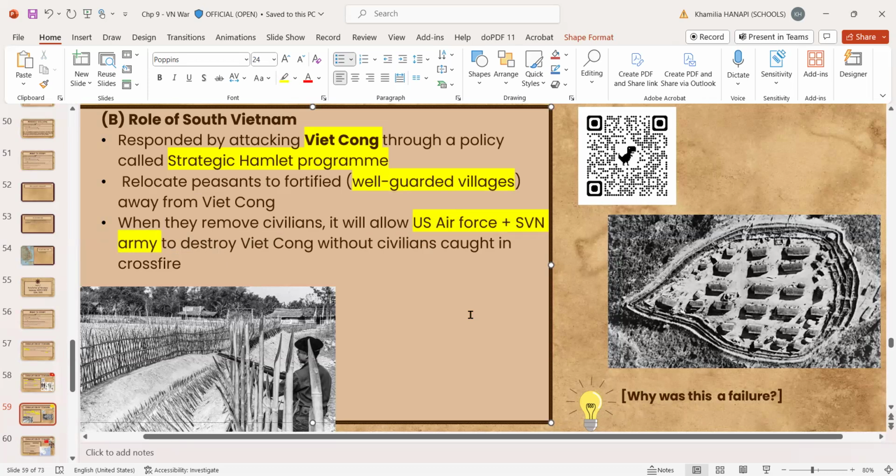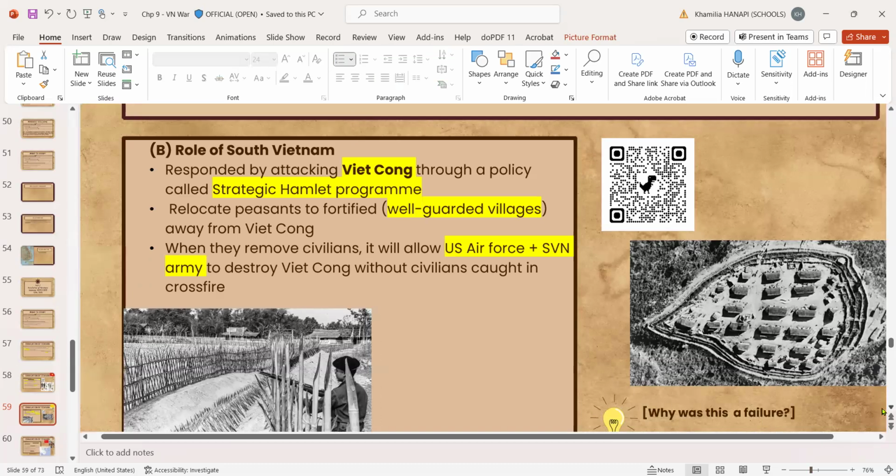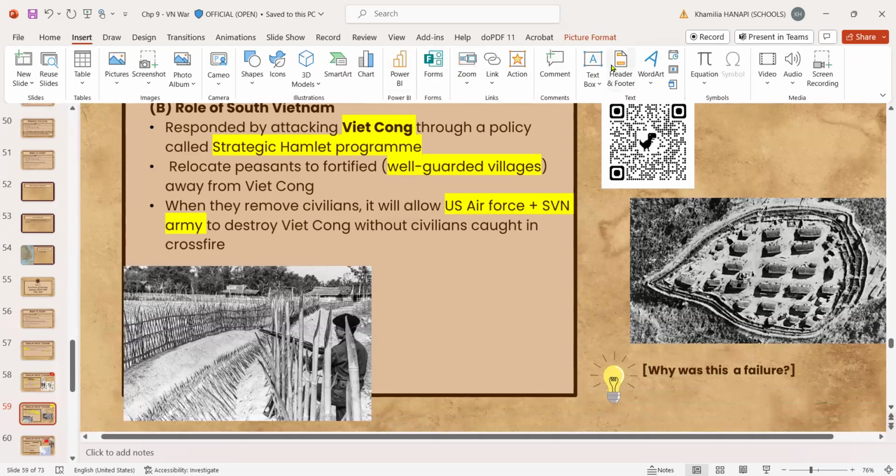Okay, so that means they tried to remove all the civilians out, and then they put up fortifications. The meaning of fortified is all this well-guarded thing. Now, unfortunately, even though the role of the South Vietnamese was to stop the North Vietnamese soldiers from conquering them, it didn't work. All right, it didn't work specifically. Why was this a failure?